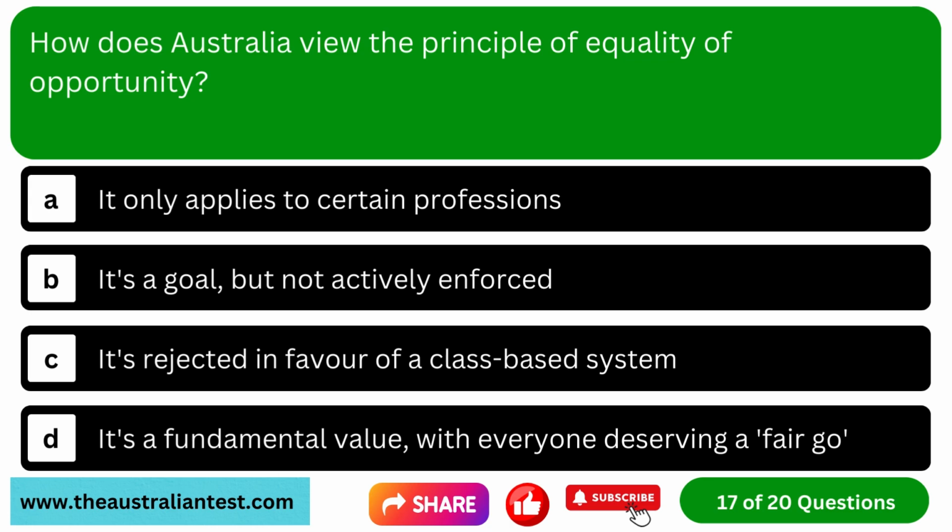Question 17. How does Australia view the principle of equality of opportunity? Option A, it only applies to certain professions. Option B, it's a goal but not actively enforced. Option C, it's rejected in favor of a class-based system. Option D, it's a fundamental value, with everyone deserving a fair go.